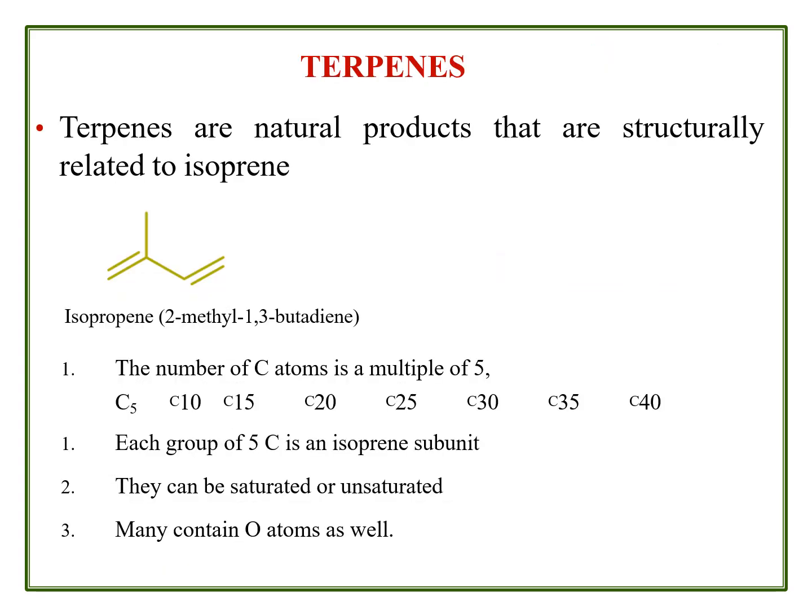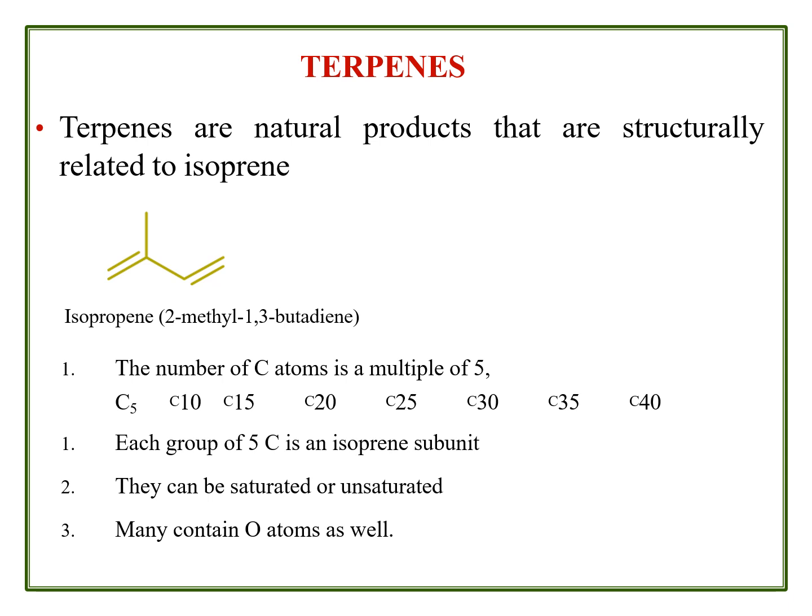First of all, let us see the terpenes, natural products that are structurally related to the isoprene structure. See here the isoprene structure, 2-methyl-1,3-butadiene. Very important in terpenes.